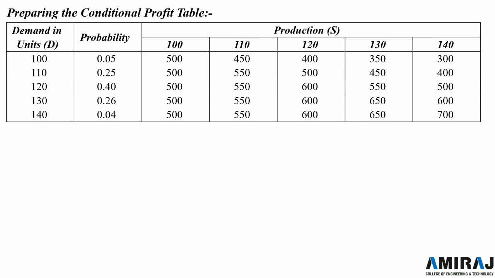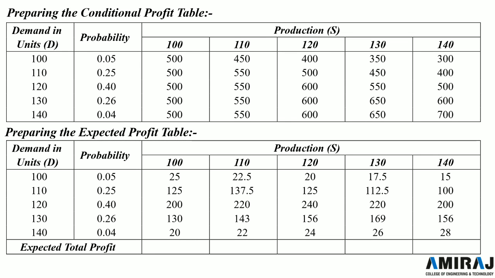Now the next thing we have to do is prepare the expected profit table. For preparing the expected profit table, we multiply the probability with the profit. So here 0.05 into 500 is 25. Same way, for each and every one we multiply probability with the profit. Similarly we will get these values, and after summing these we will get the expected total profit.